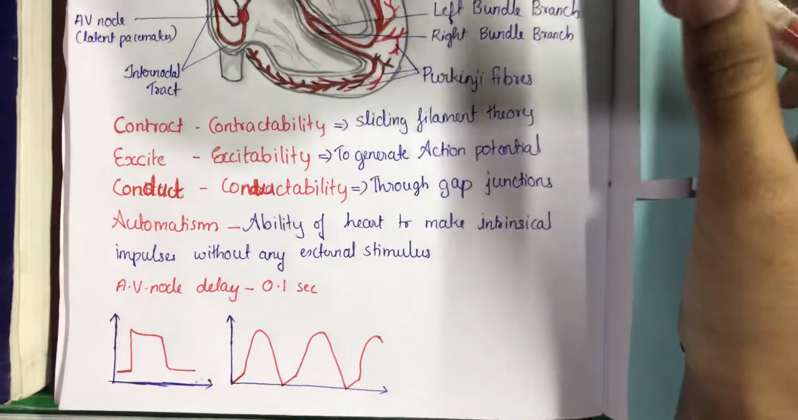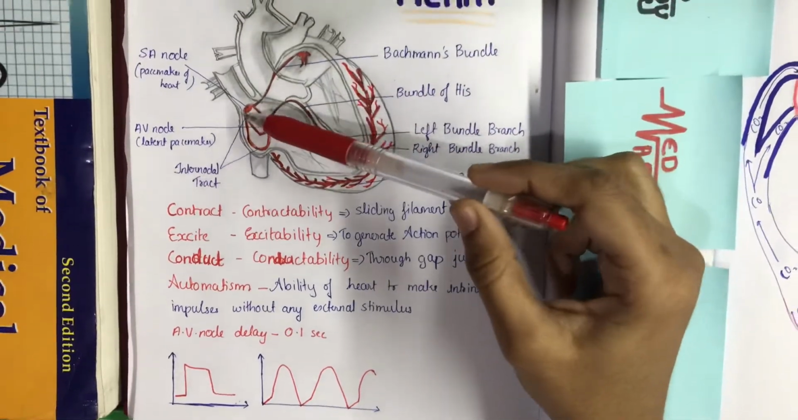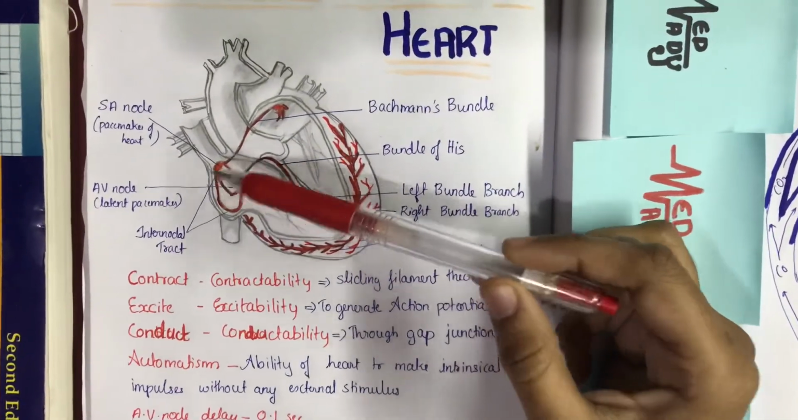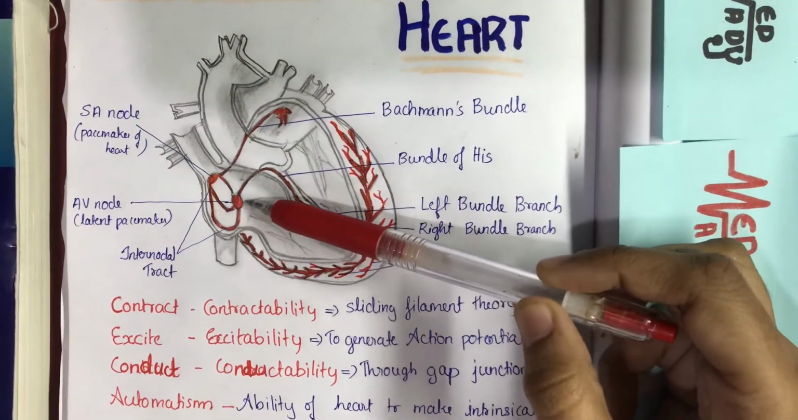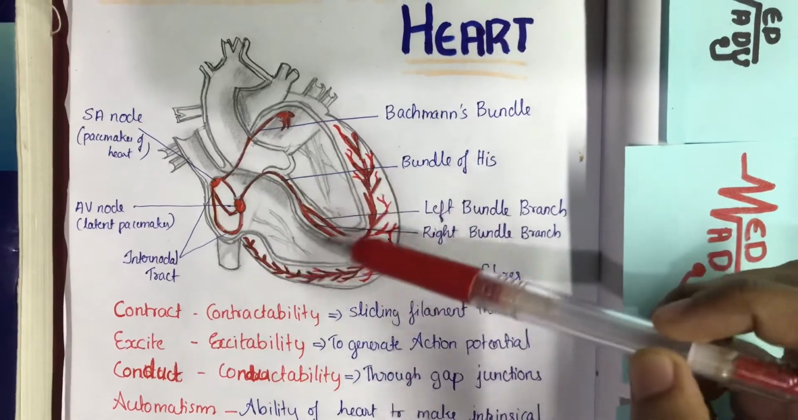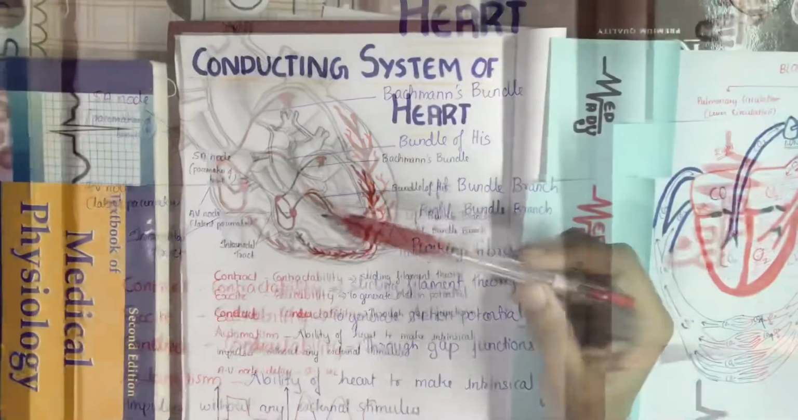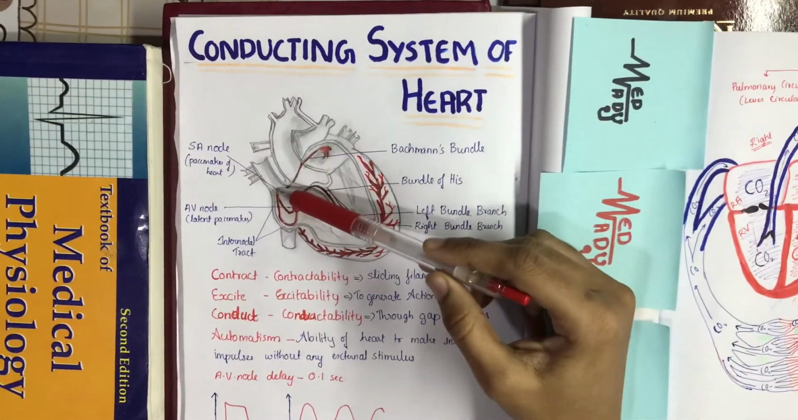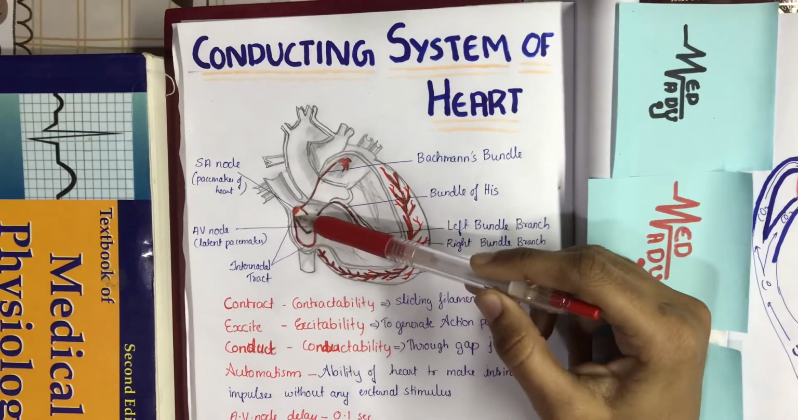The parts of the conducting system of the heart are the SA node, otherwise known as the pacemaker of the heart, the AV node, otherwise known as the latent pacemaker, the bundle of His, the left and right bundles, and at last the Purkinje fibers. So we will start from the SA node. The SA node is situated on the right atrium just below the superior vena cava.